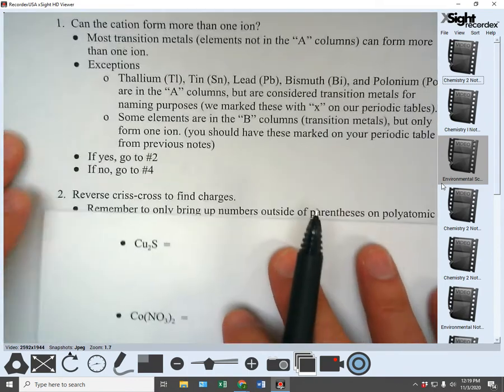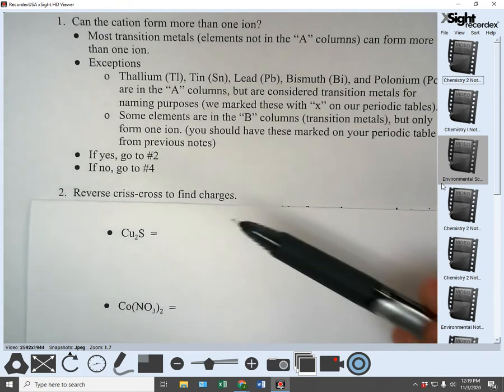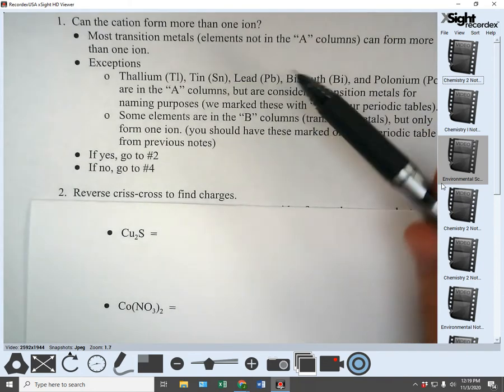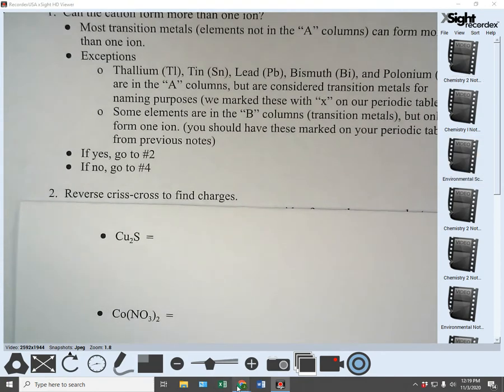Go to number 2. Let me explain briefly what we're trying to do with these next steps and why we're asking, can the cation form more than one ion? If you recall, when we were going from the names to the formulas, if we were ever doing one where... actually, I'm going to pause for a second and grab one.